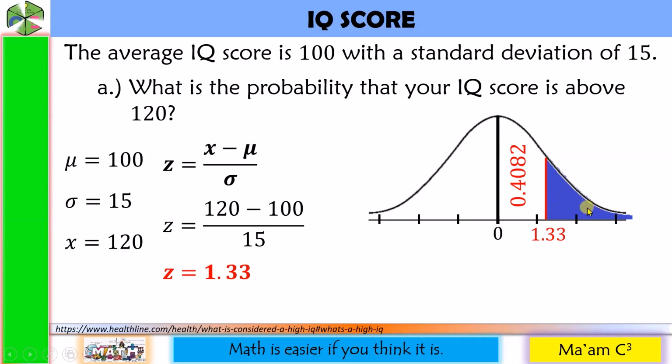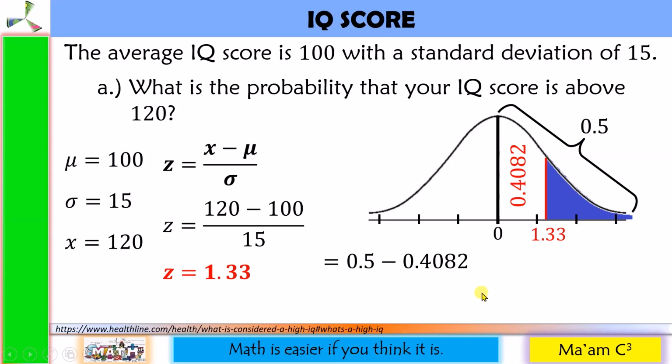So how are we going to solve this area? We know that half of a normal curve is 0.5. So to solve for this area, we simply have to subtract this from 0.5. And this will give us 0.0918. This 0.0918 is the area we are looking for.